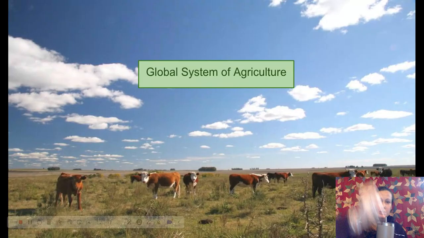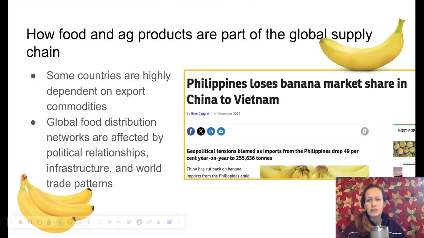We are doing systems of agriculture, global systems of agriculture. All right. So, this is all about how food and agricultural products are part of the global supply chain. Not a surprise. So, some countries are highly dependent on exports as commodities, their economy relies on it. Global food distribution networks are affected by political relationships, by infrastructure, and by world trade patterns. We're going to discuss those three things, right?